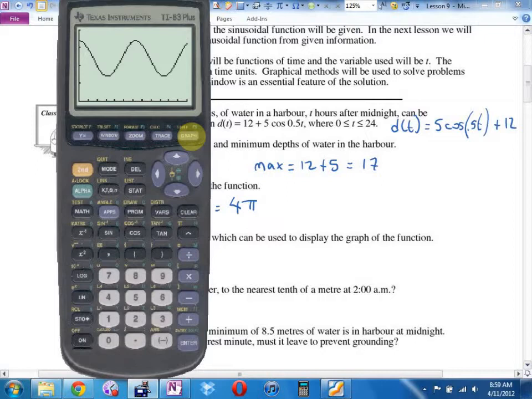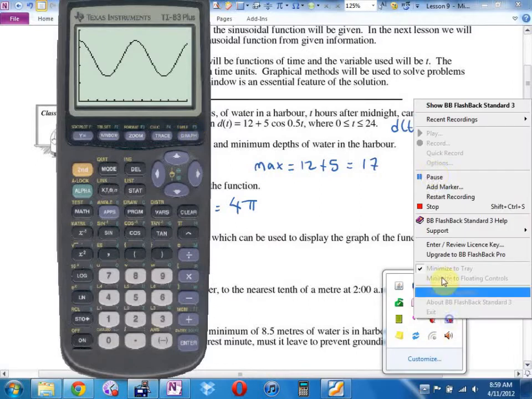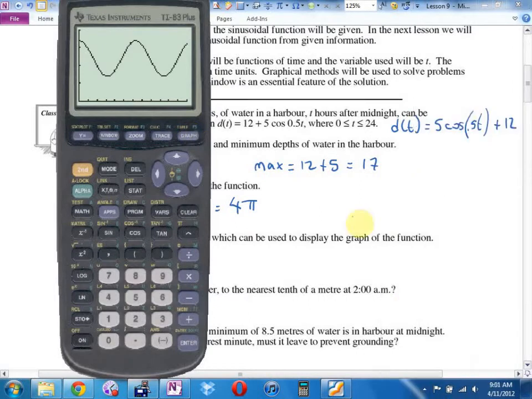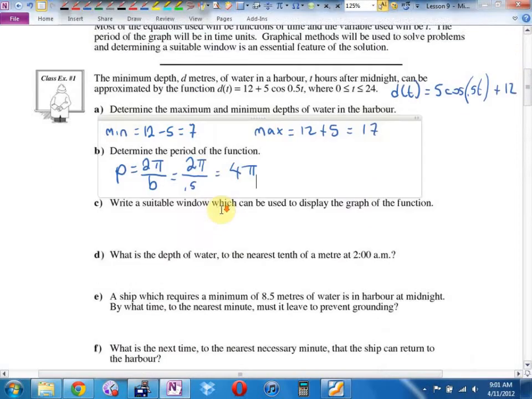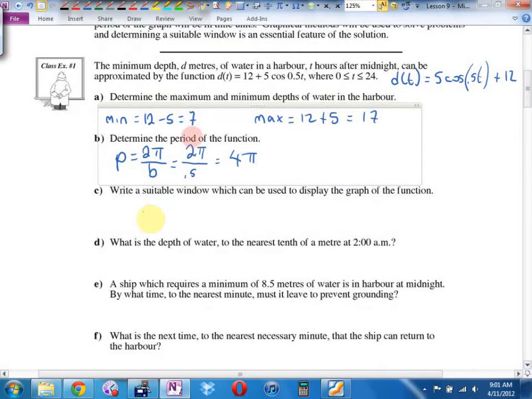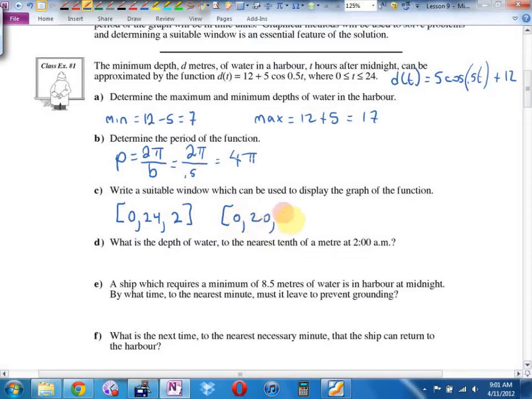Is there anybody that didn't get that? So the question says, write a suitable window. So we would write a suitable window as follows. We would go X min was 0, X max was 24, scale was 2. Y min was 0, Y max was 20, and my scale, I went up by 5s. That's how you would write a graphing calculator window.